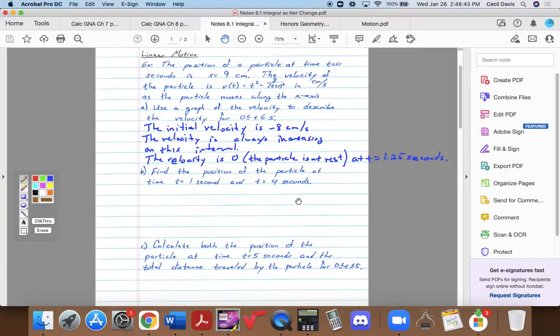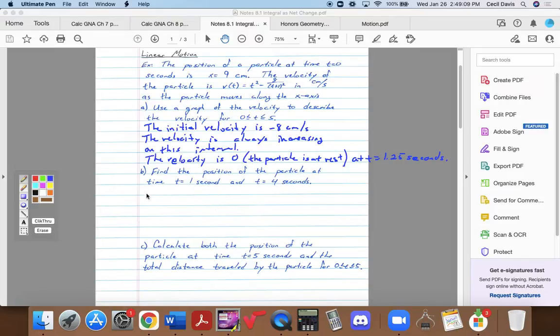Part B, find the position of the particle at time t is equal to 1 second and time t is equal to 4 seconds. Now we want the position. So, yes, we're going to take the integral of the velocity, which will give us the change in position, because velocity is the rate of change of position.